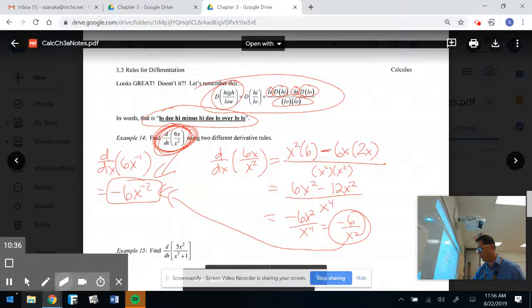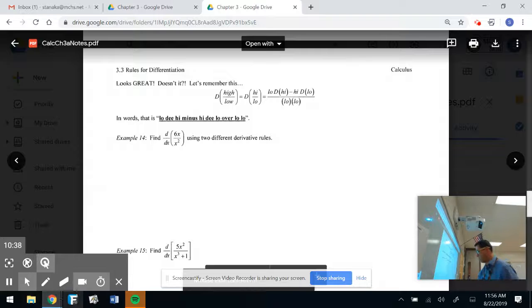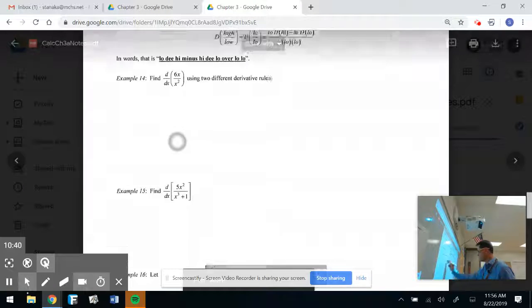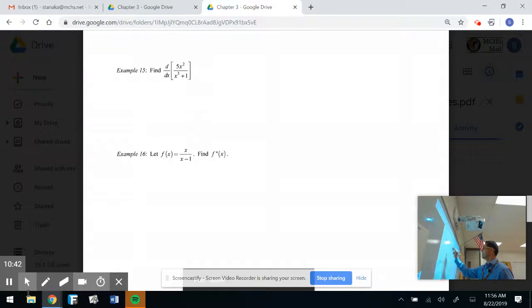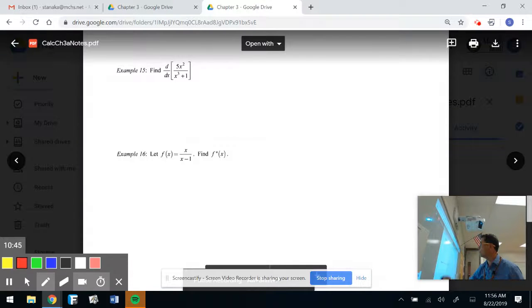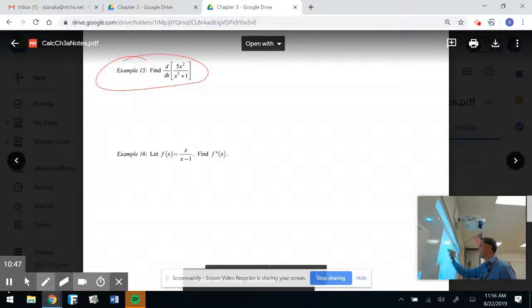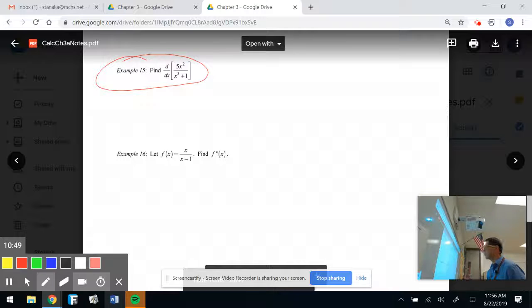But what do you do if we have a problem like our next one? Where it's written like so. You kind of have to do it using low D high minus high D low over low. All right, challenge yourself, please. Hit that pause button, see if you can get this. I'm going to actually get started right now, so I hope you hit the pause button.